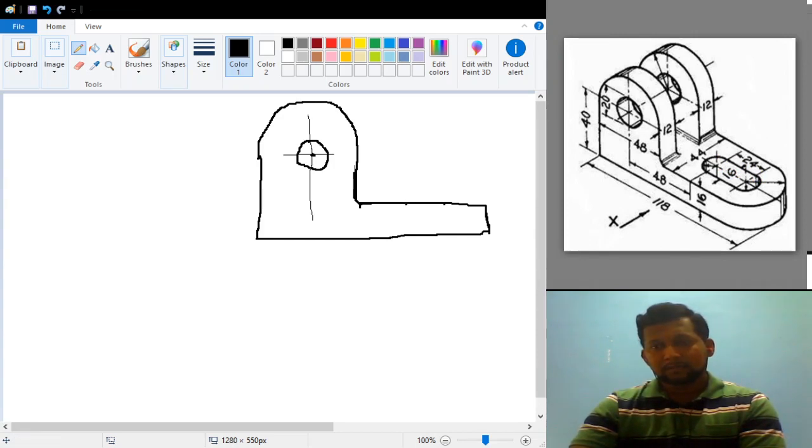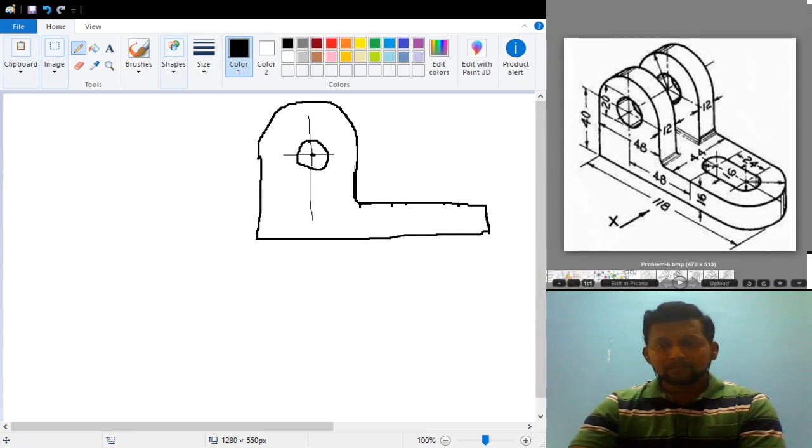And apart from this, here you can clearly see that this slot has a width of 16 mm. If the width is 16 mm, then what will be the small radius here? This small radius will be equal to 8 mm. So to the left side of this one you have to mark 8 mm, and to the right side you have to mark another 8 mm.